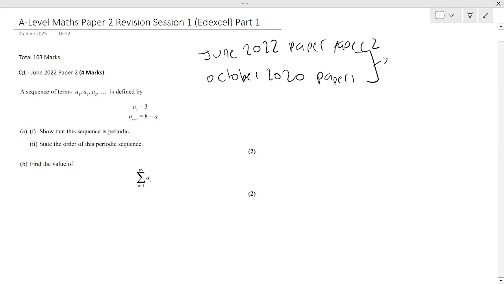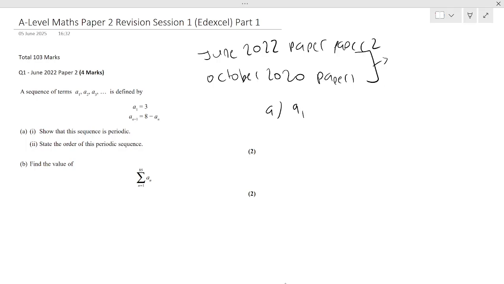Okay, so we have the sequence. We need to show that it's periodic and to state the order. Okay, so periodic, like with a sine graph, means it repeats itself. But to find that out, with any sequence or series that is a bit unfamiliar, just work out the first few terms, right?